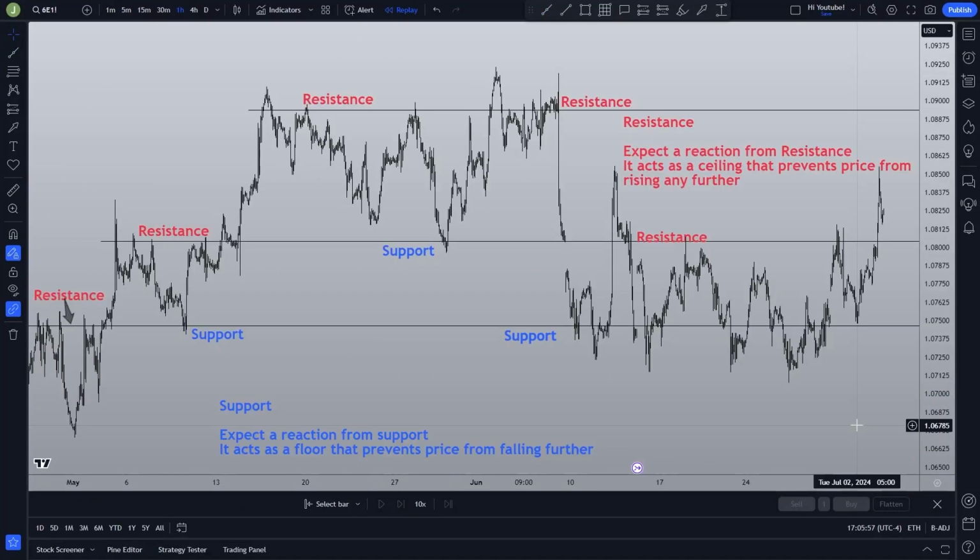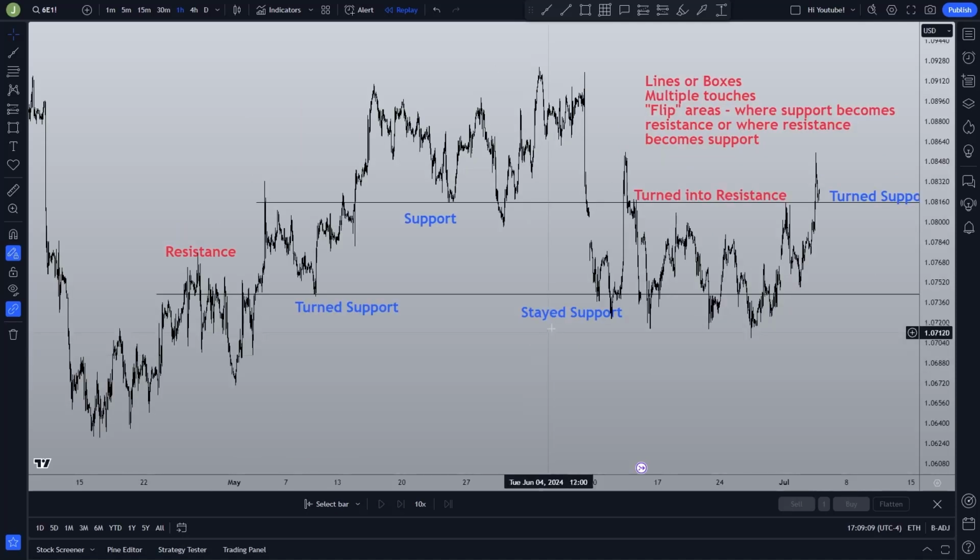Essentially, support acts as a floor that prevents prices from falling lower, while resistance acts as a ceiling that prevents prices from rising higher. Finding support and resistance levels can only be done using historical price action. Here are some methods. First up is horizontal lines and boxes.